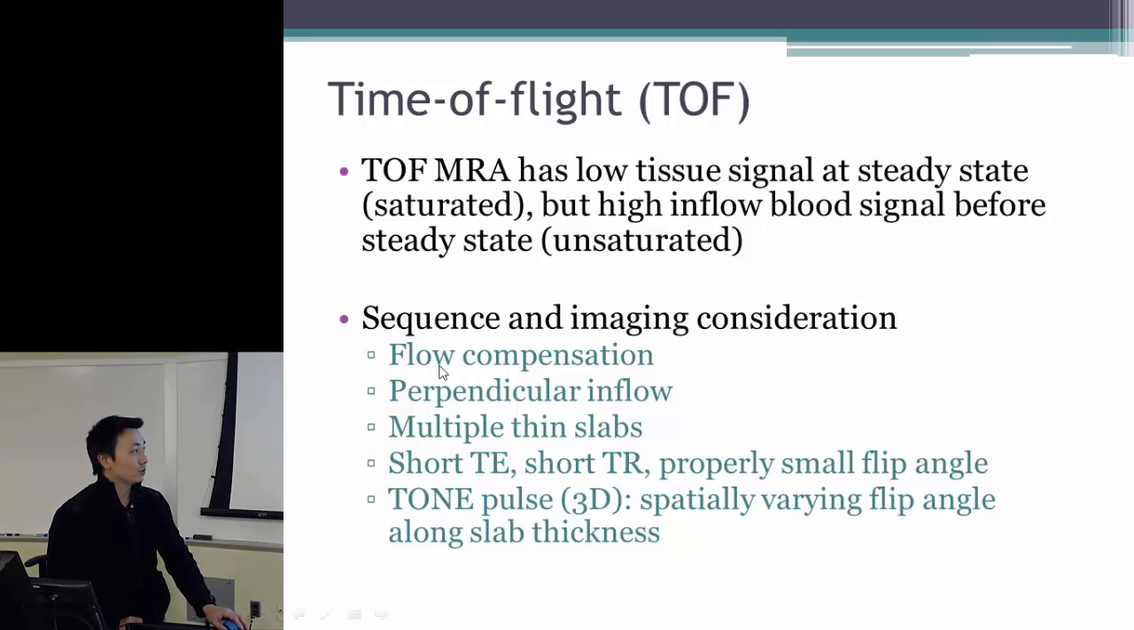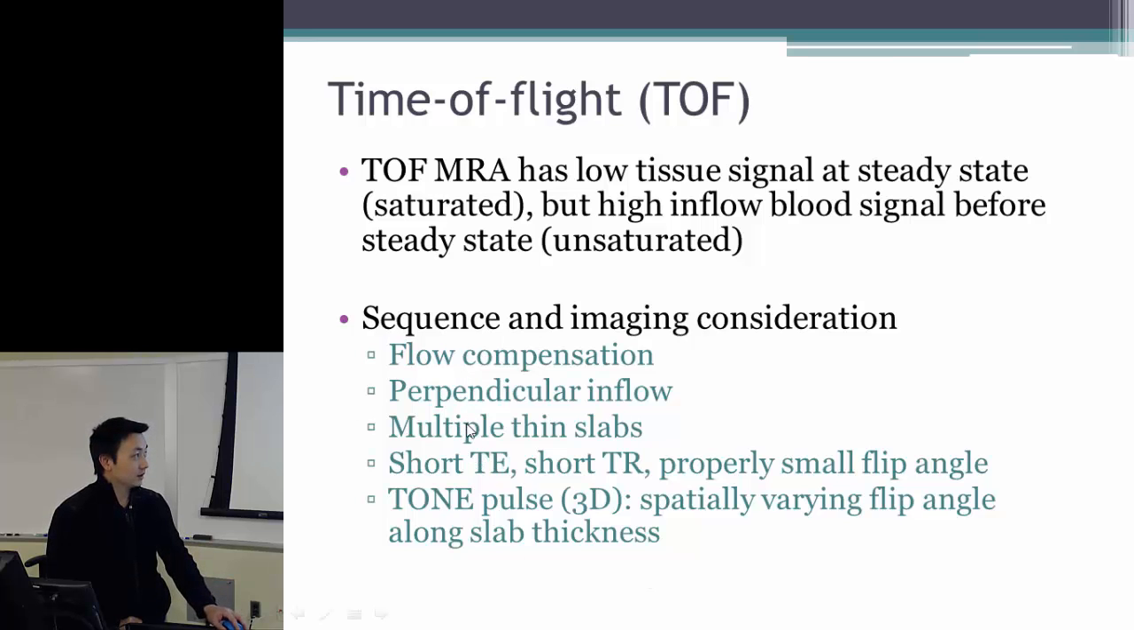So we need to consider the flow compensation. As we saw before, if we do not do flow compensation, the flow itself will lead to a dephasing of the signal, and will lead to reduction in the blood signal. So if we do not do the flow compensation, the blood signal will decay even much faster. So we may not be able to see the vessels being higher than the tissues.